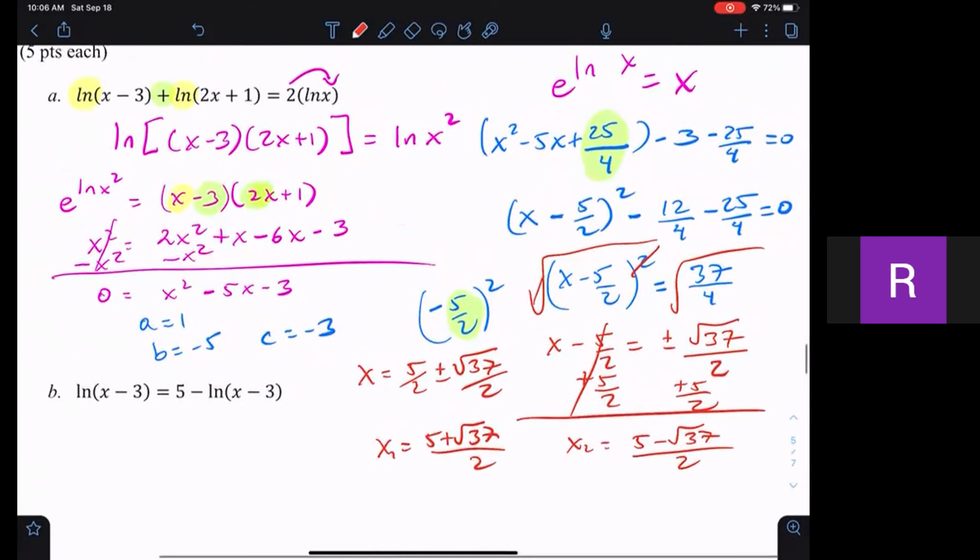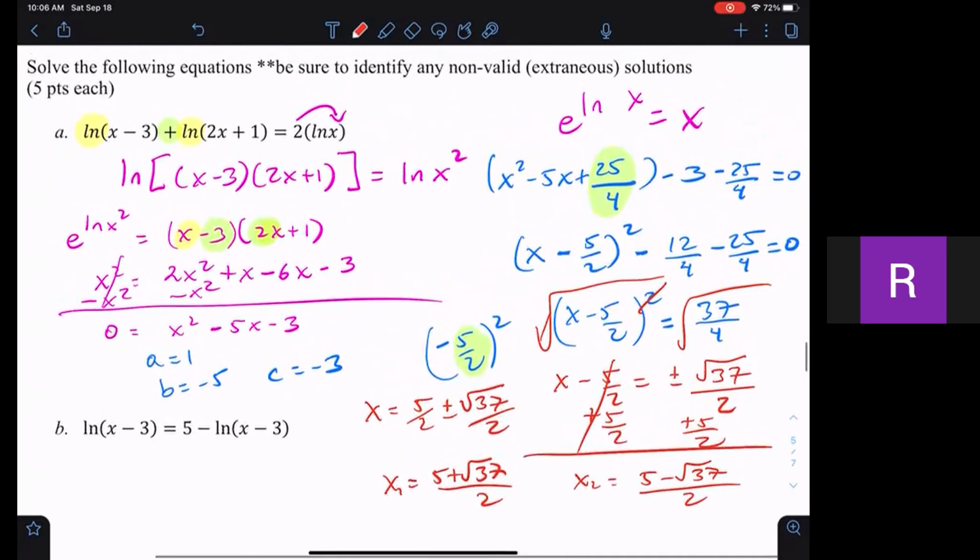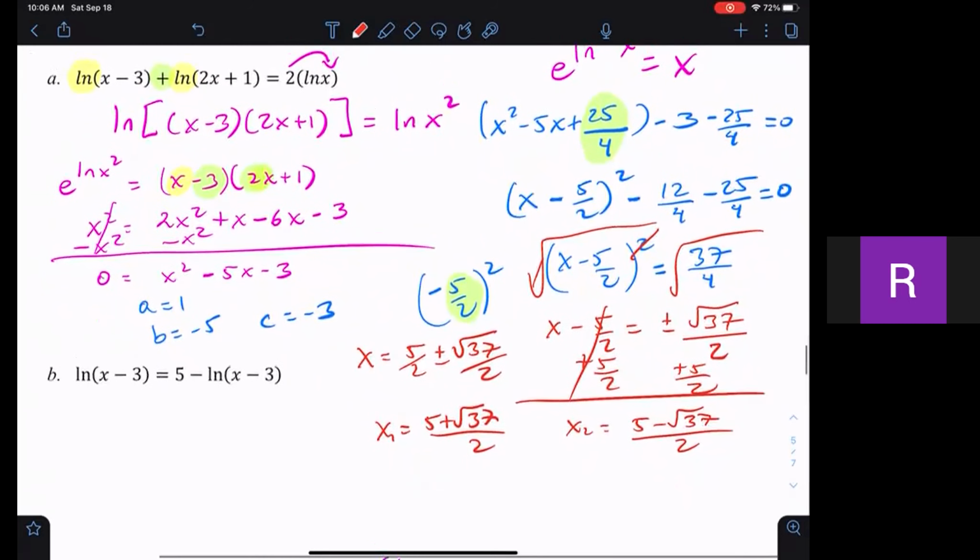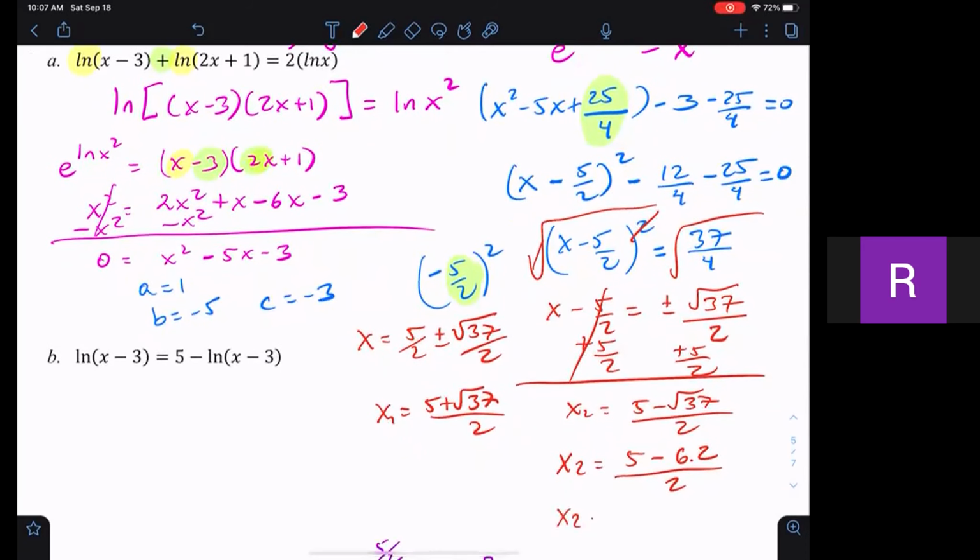Now you ask yourself this question, which one will cause an undefined situation? Now remember, you're not doing this with a calculator, so you have to think smart a little bit. Think about it this way. This is going to be positive, so let's work with the negative. Let's see what happens if I do that. So this is 5 minus, I don't have a calculator, but you know that the square root of 36 is 6. So this is a little bit more than 6. Let's say 6.2. And you divide by 2. So x2 equals 5 minus 6.2, which is negative 1.2 over 2. That's going to be negative 0.6.